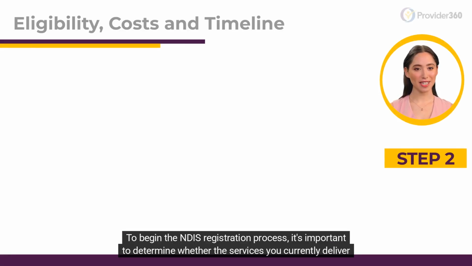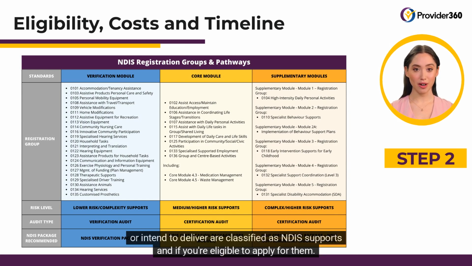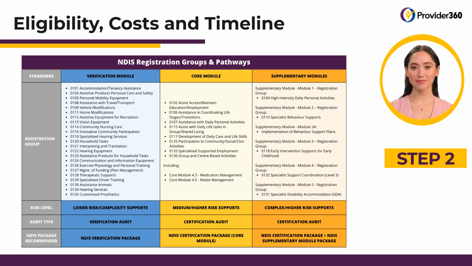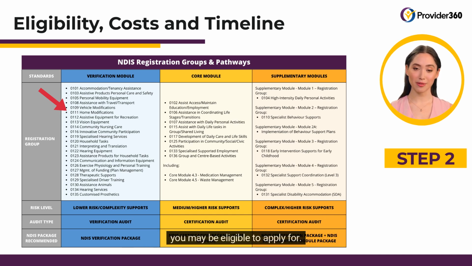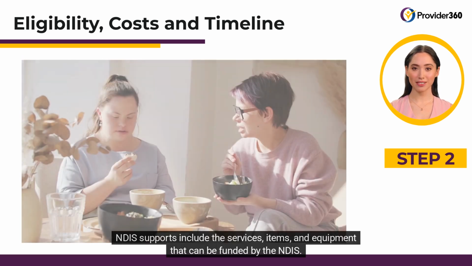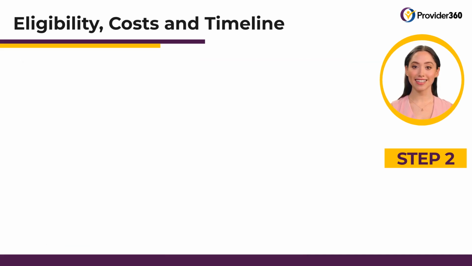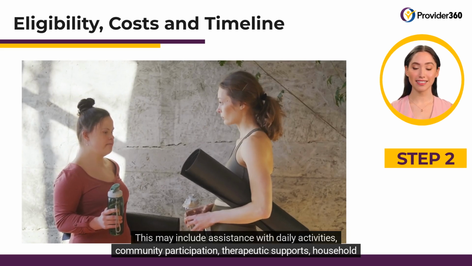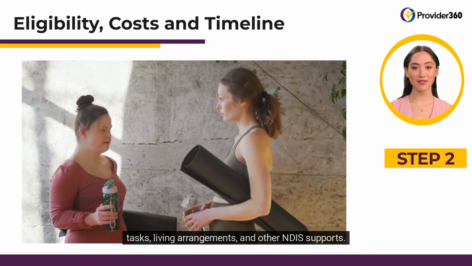To begin the NDIS registration process, it's important to determine whether the services you currently deliver or intend to deliver are classified as NDIS supports, and if you're eligible to apply for them. Here's what you need to know. There are 36 registration groups or categories of goods and services, also called NDIS supports, that you may be eligible to apply for. NDIS supports include the services, items, and equipment that can be funded by the NDIS. This may include assistance with daily activities, community participation, therapeutic supports, household tasks, living arrangements, and other NDIS supports.